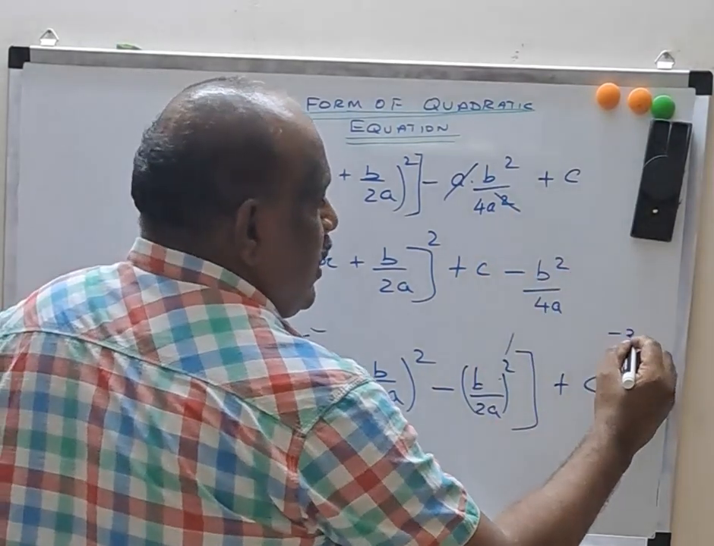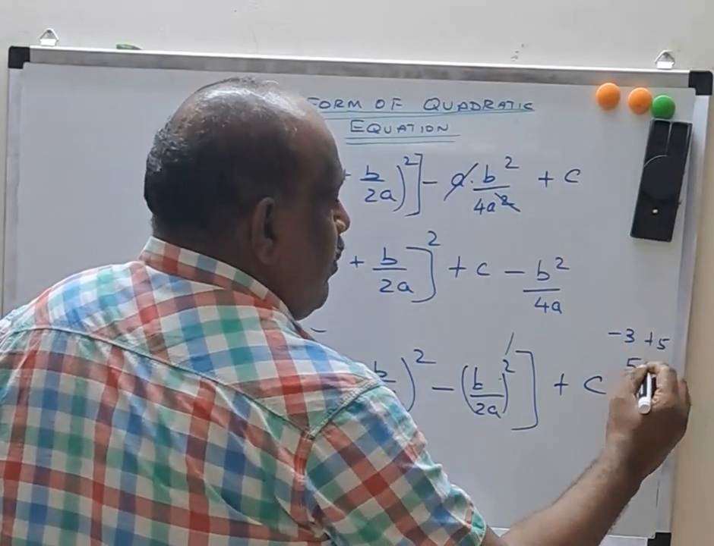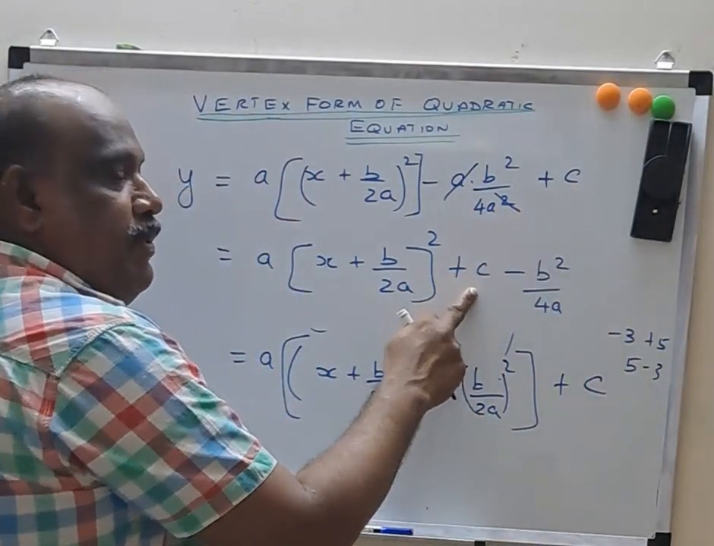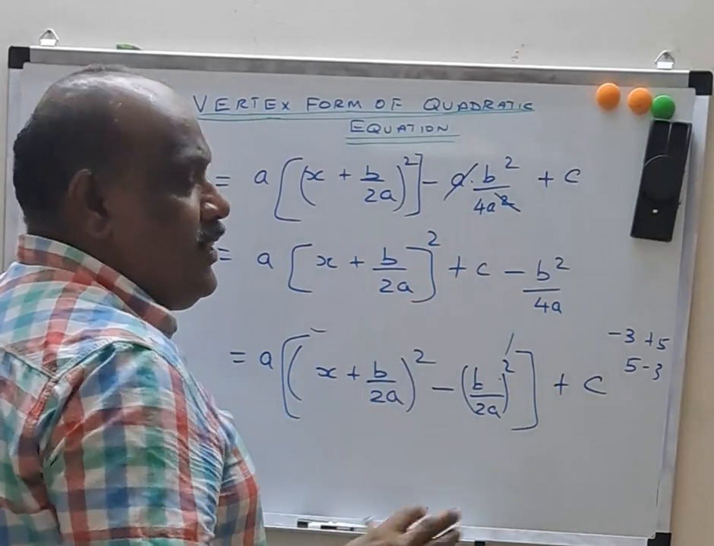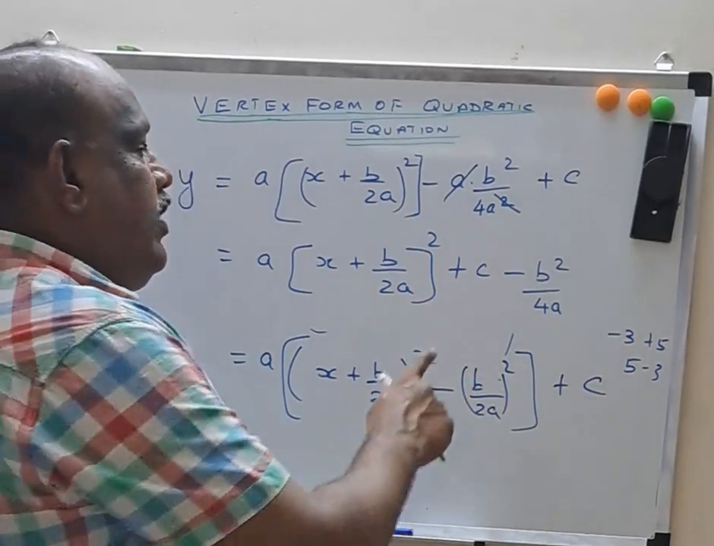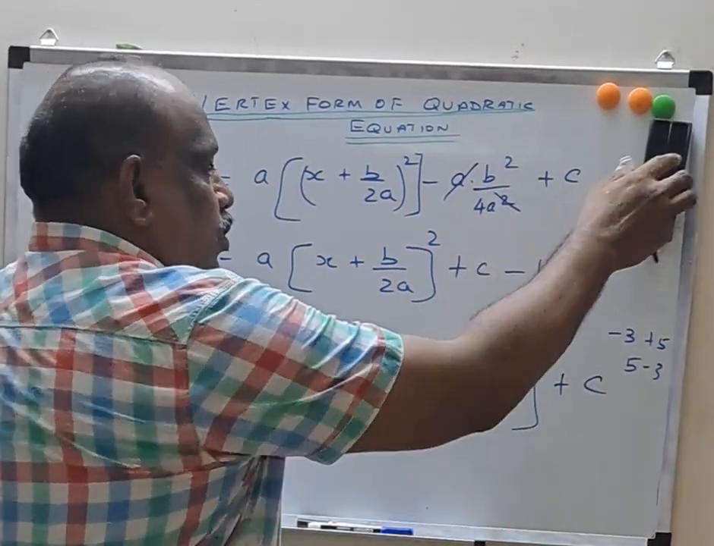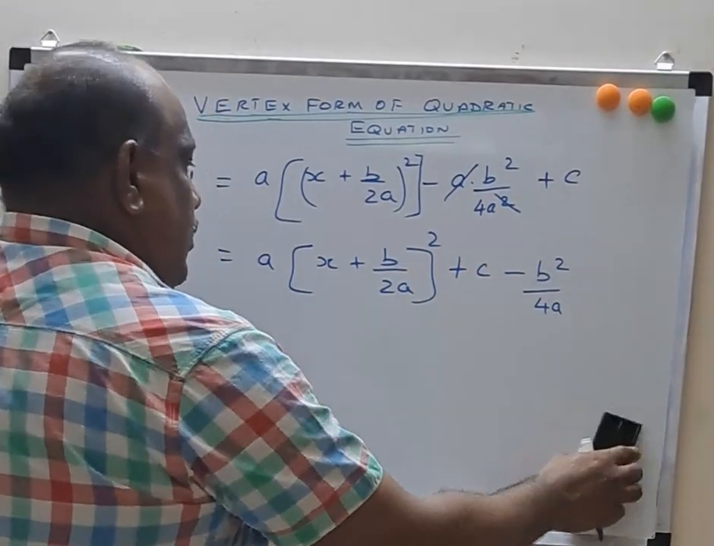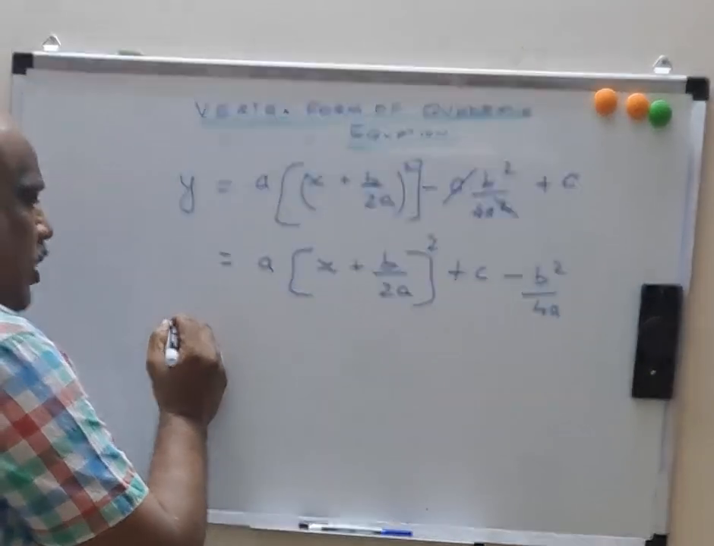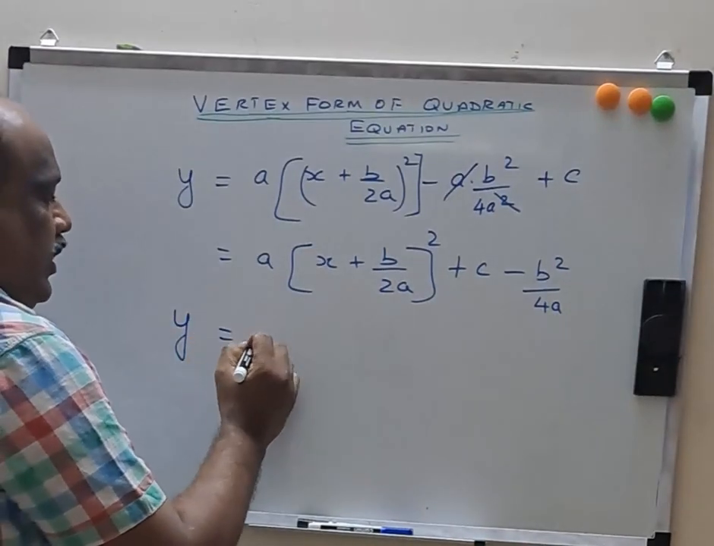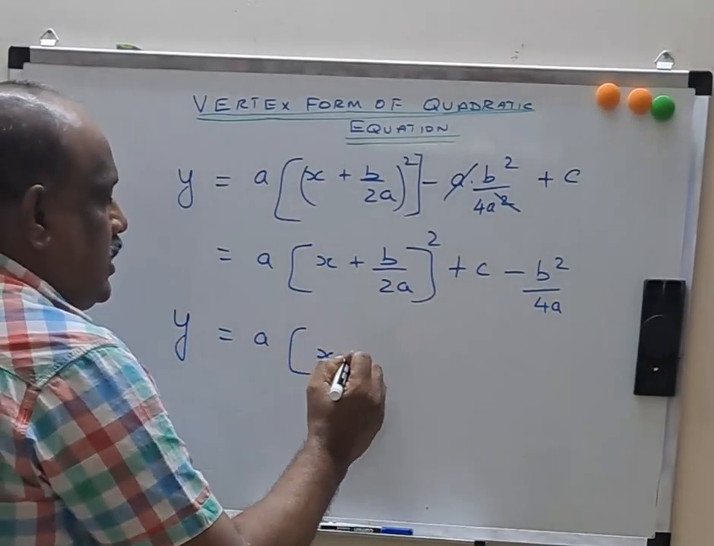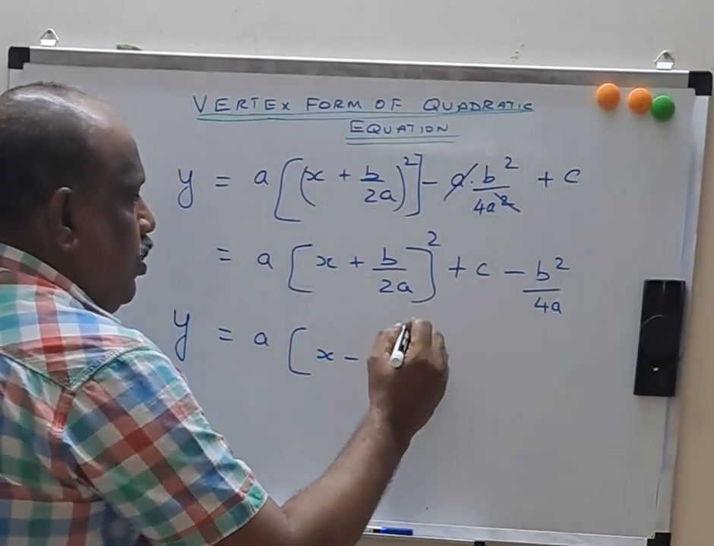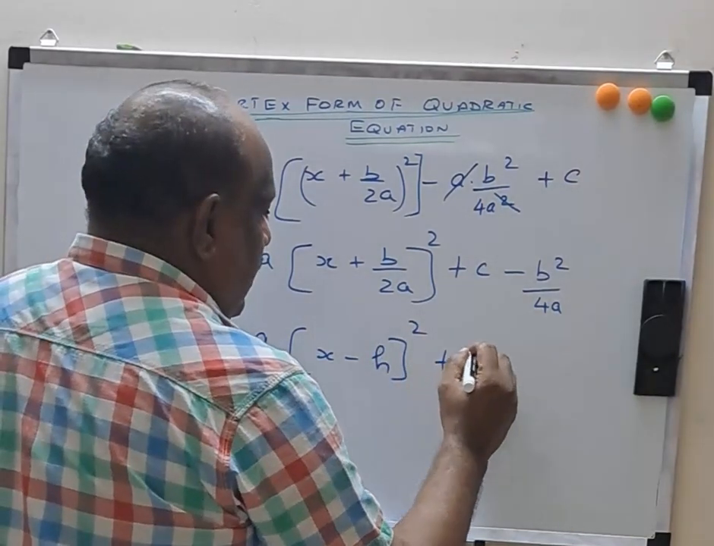Instead of writing minus 3 plus 5, I have written it as 5 minus 3. I had written first term with the positive sign and second term with the negative sign. Nothing wrong. So I have written plus c minus b squared by 4a. So we are about to complete now. Now I am going to write like this. y equal to a of x minus h the whole square plus k.